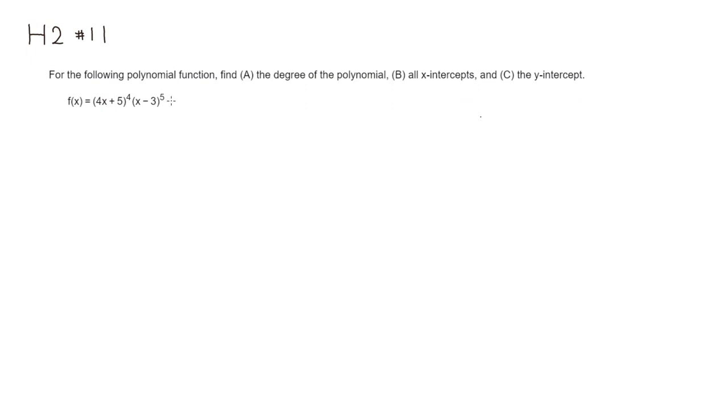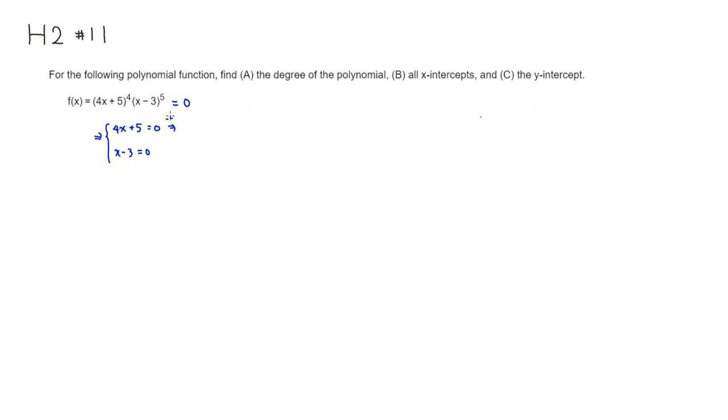So we set the function equal to 0. Then you can see that we can make that happen by either having 4x plus 5 equal to 0, or x minus 3 equal to 0. So we can easily solve these for x.